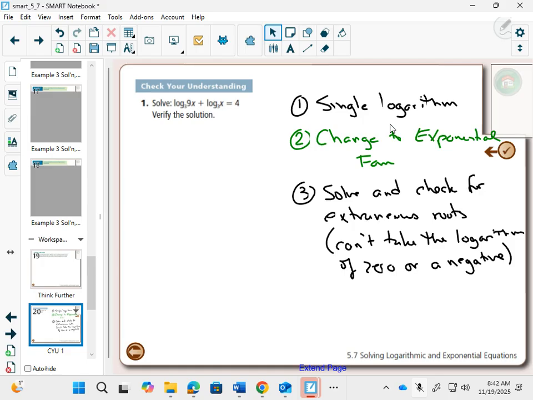So what does it look like? First of all, if I want to solve this equation, I'm going to use my log laws to get a single logarithm. Do I have a log law that says a log plus a log you can put together? Absolutely. Adding two logs with the same base means that you can multiply. So I can put the 9x and the x together inside a single log, and I get log 3 of 9x squared equals 4.